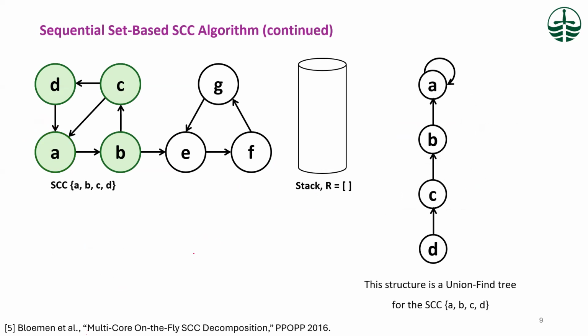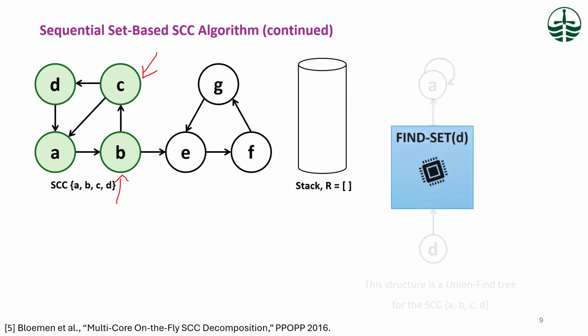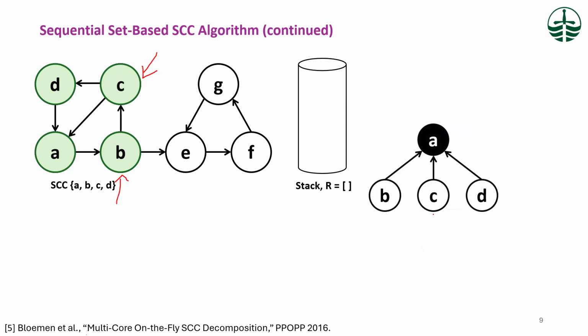Sorry, one more thing I would like to say. At this point, if for some reason we need to find any of these nodes in this set, then this tree will be flattened because of the find set algorithm, and all of these nodes will directly point to the representative node, like the A.